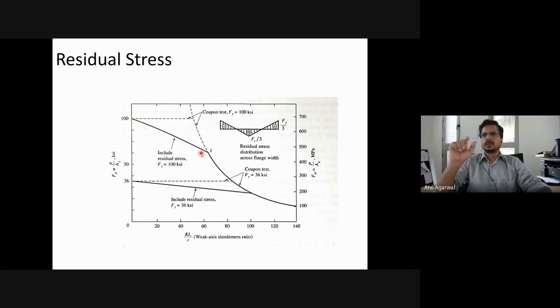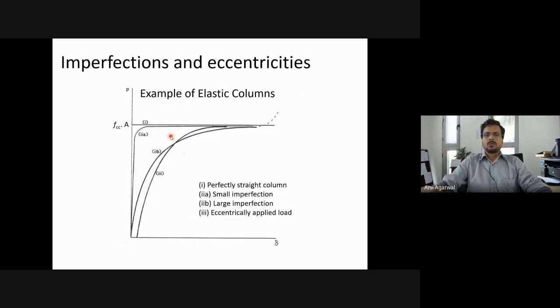In this method, the capacity of the column is still given by pi square EI by L square. So pi square EI divided by L square was derived for a perfectly straight column. The only thing that we change in that pi square EI by L square is the effective EI value, which accounts for the plasticization or yielding of a part of the cross section. Fine. Okay, so what is the other factor?